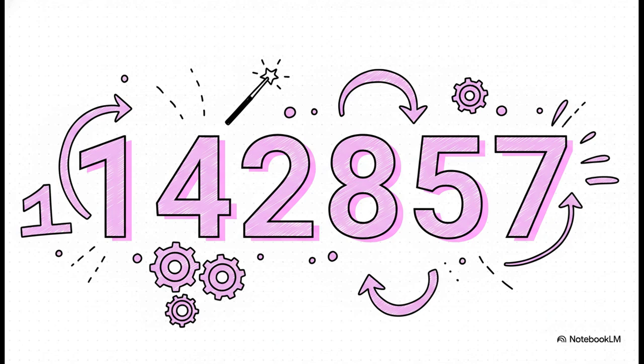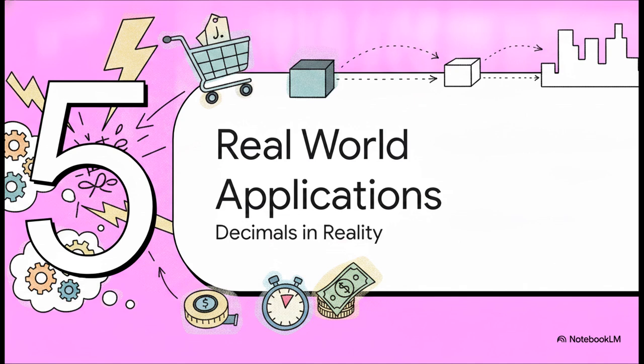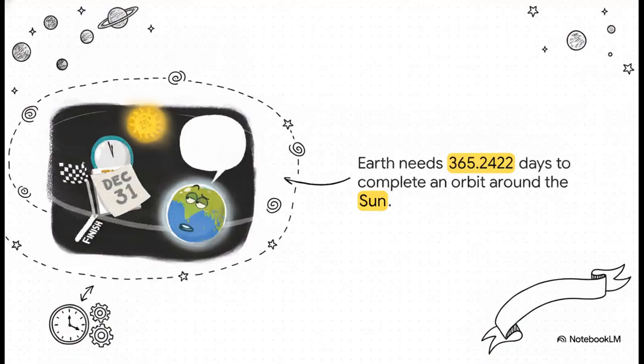The source text actually refers to the specific sequence as a magic number. And it really is. It's just an incredible display of how our place value system handles quantities that refuse to divide cleanly. Bringing it all back down to earth, here is Section 5, Real-World Decimal Applications. And this brilliantly illustrates exactly why decimals are absolutely critical for our survival on this planet.